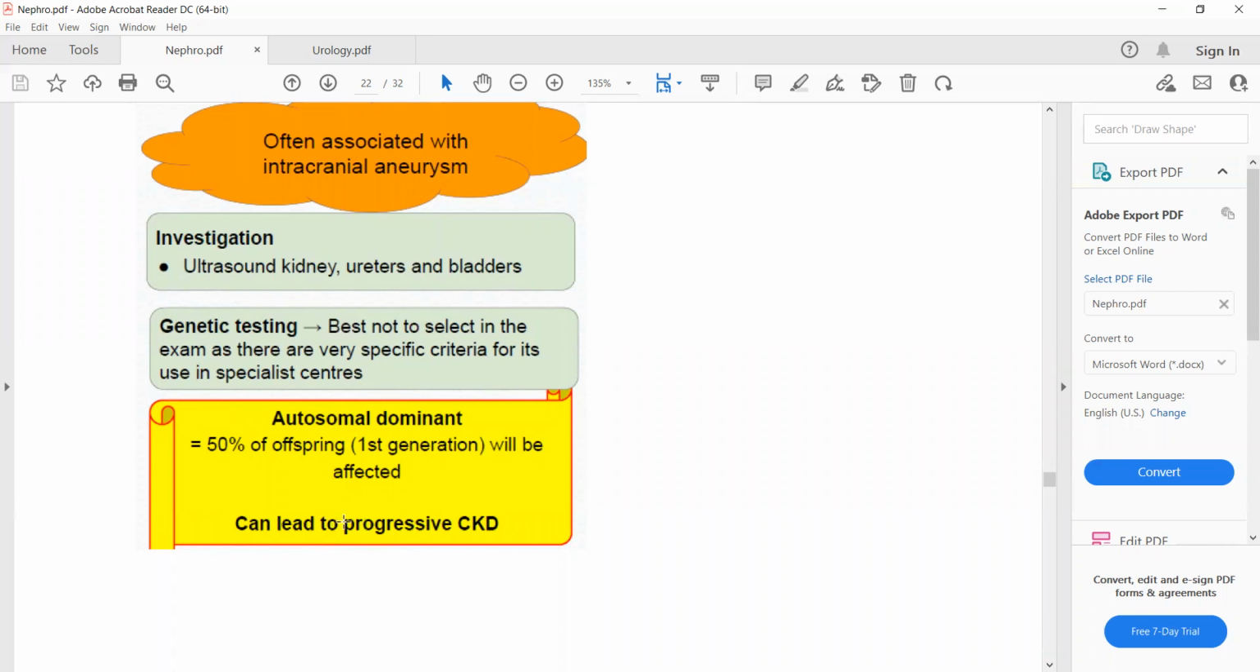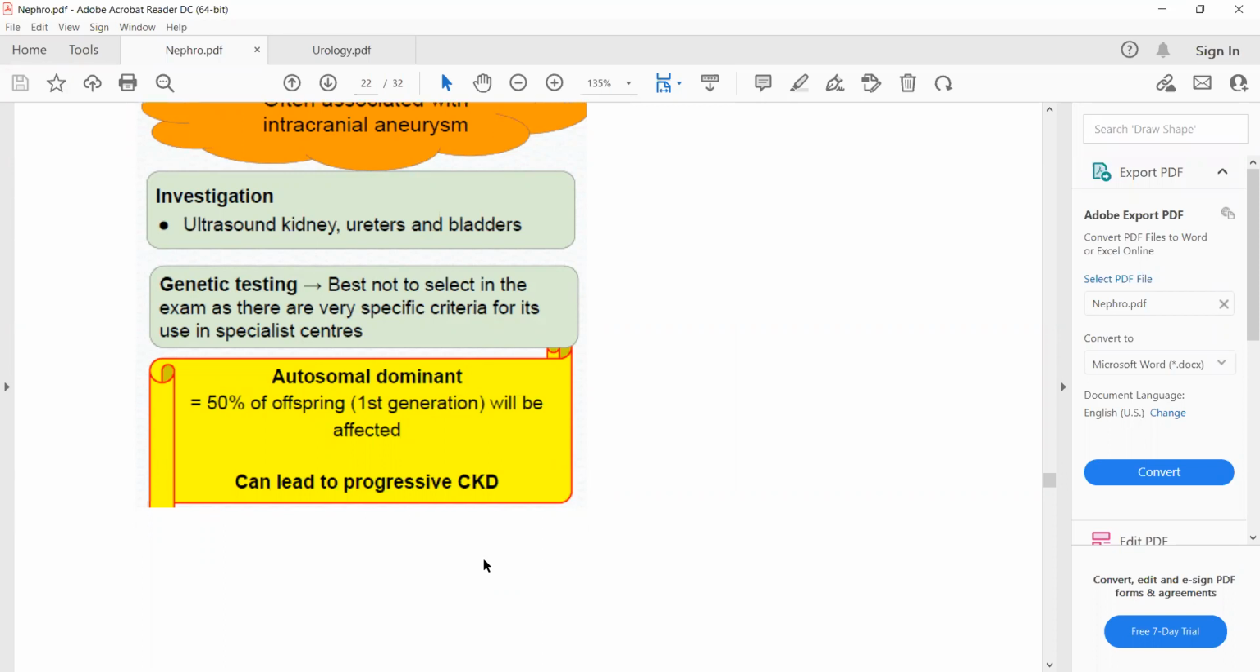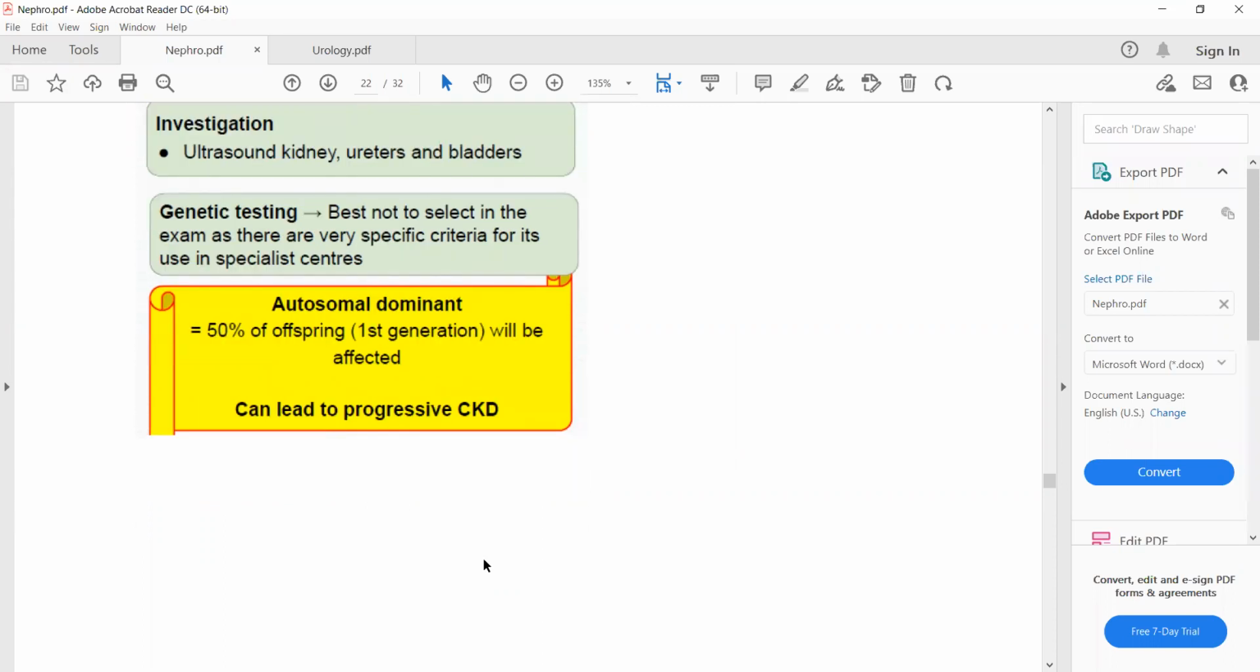Adult polycystic kidney disease can lead to progressive chronic kidney disease. So other causes of chronic kidney disease include hypertension and diabetes mellitus. The third cause is adult autosomal polycystic kidney disease. And some more causes include glomerulonephritis, such as membranous glomerulonephropathy and focal segmental glomerulosclerosis. All of them can lead to chronic kidney disease or end-stage renal disease.